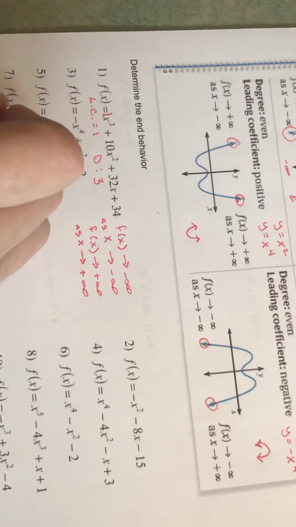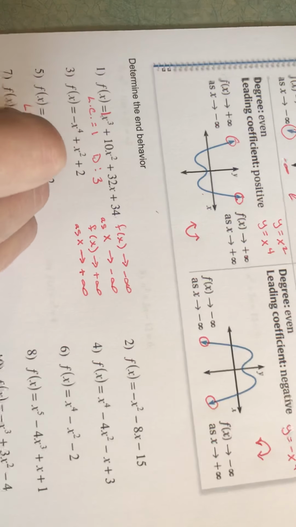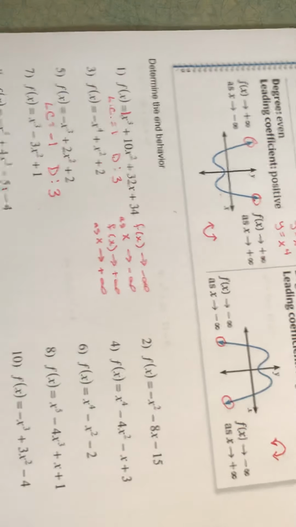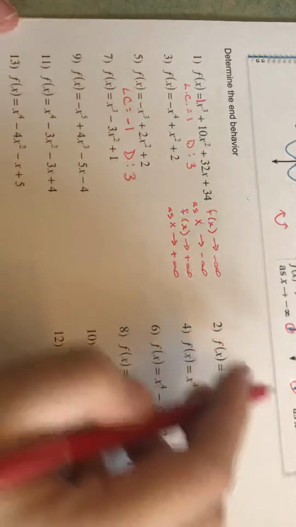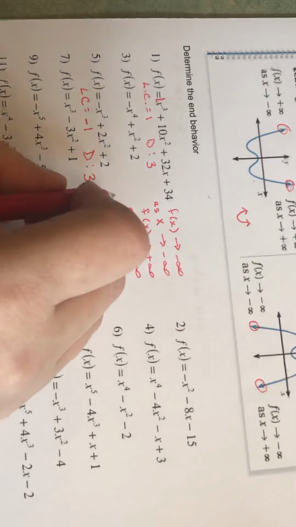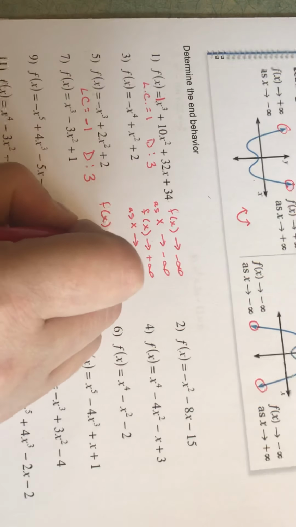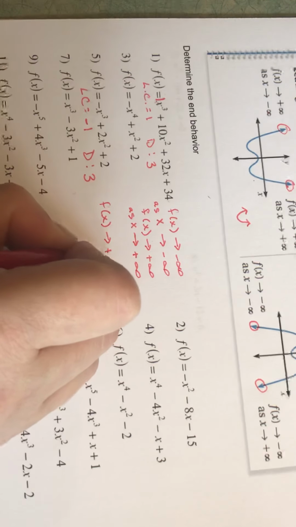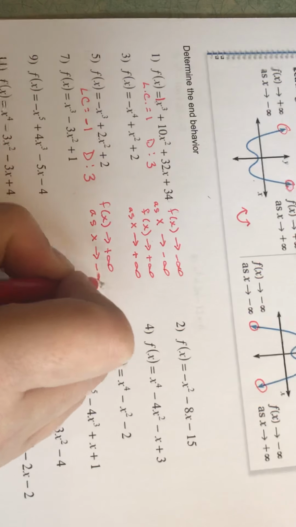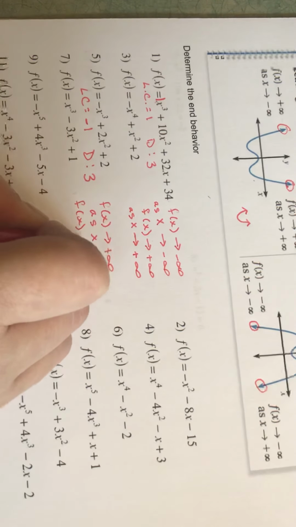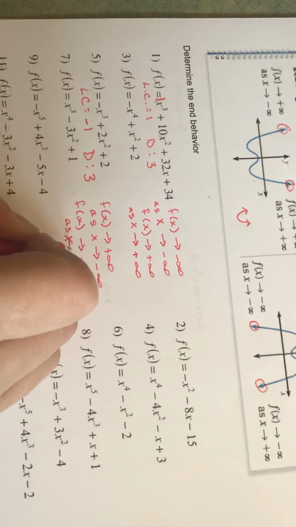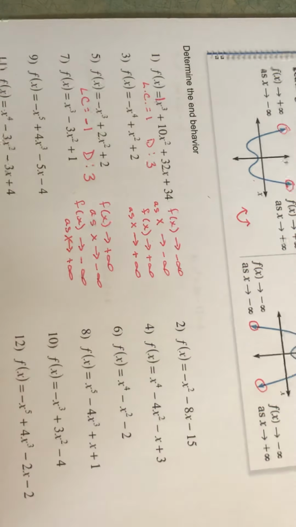Okay, here the leading coefficient is -1 and the degree is 3. So we go to this one. So f of x approaches positive infinity as x approaches negative infinity, and f of x approaches negative infinity as x approaches positive infinity.